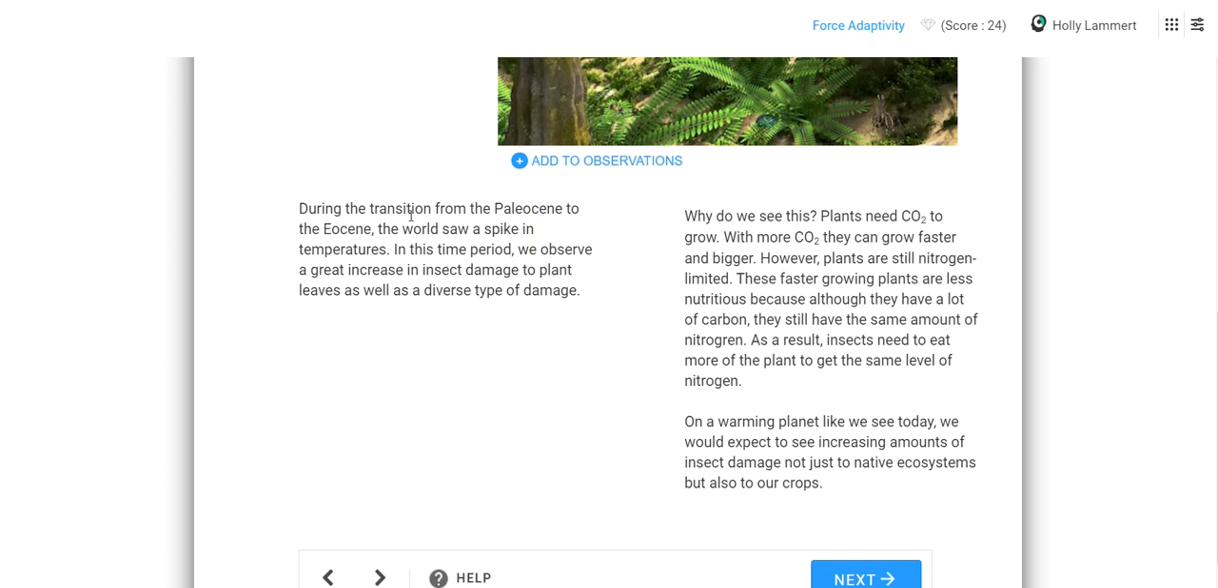So same carbon, less nitrogen. If the plant's less healthy, then the insect needs the same amount of nitrogen, so it eats more. And I'm writing those in my notes. It eats more. Okay, on a warming planet like we see today, we would expect to see an increasing amount of insect damage, not just to native ecosystems, but also to our crops.